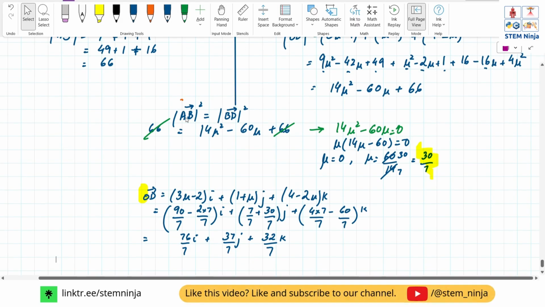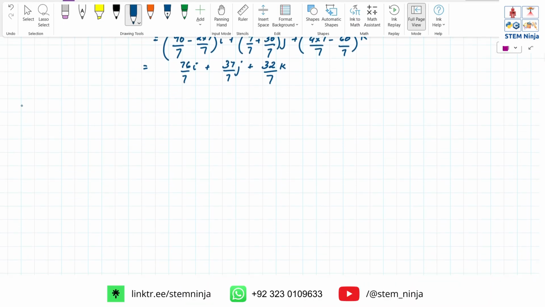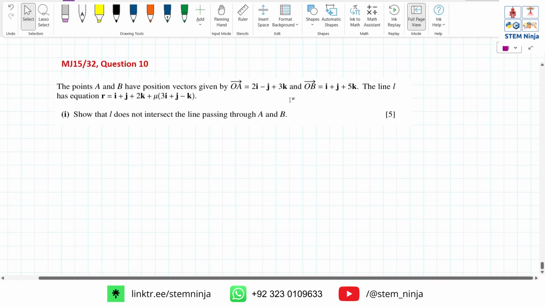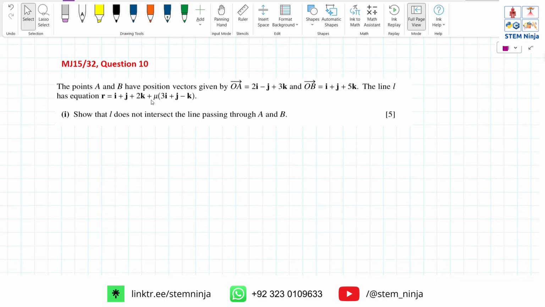Okay, now let's see another question, but for skew lines this time. All right, so let's see this. The points A and B have position vectors given. The line L has this equation. Show that the line does not intersect the line passing through A and B.